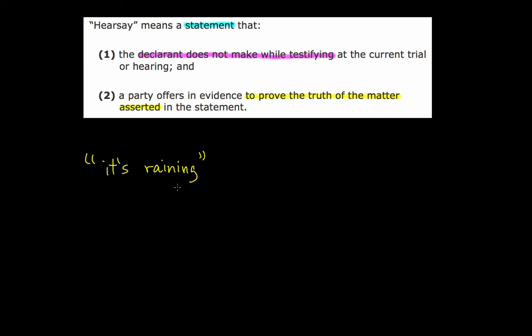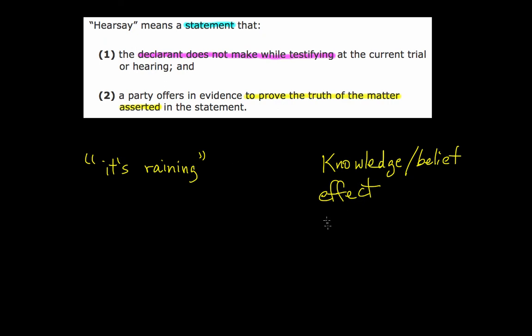But the statement could be offered to prove some other things as well. Maybe Bob tries to claim later on that he didn't know it was raining. All right? In that case, this statement could be introduced to show Bob's knowledge, or at least his belief, that it was in fact raining. So he can't try to argue that he didn't know it was raining after all. The statement could also be introduced to try to show the effect on the listeners. All right? After hearing Bob's statement, maybe everybody put on rain jackets, and we're trying to show that in fact everybody did put on rain jackets.